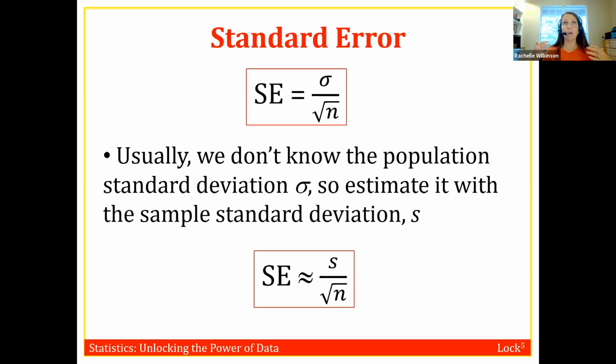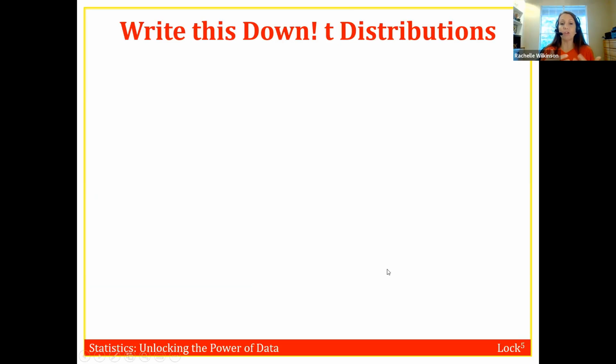However, if we use S to estimate sigma, then it changes things a little bit, okay? Because now, instead of just estimating the mean from our sample, we're estimating the mean and the standard deviation. So we're estimating more things, and the more things that you estimate, it adds a little bit more uncertainty in the whole thing. And if there's a little bit more uncertainty, that adds a little bit more variation. So when we use S to replace sigma, then the resulting distribution is no longer a normal distribution. Instead, it's something called a t distribution.